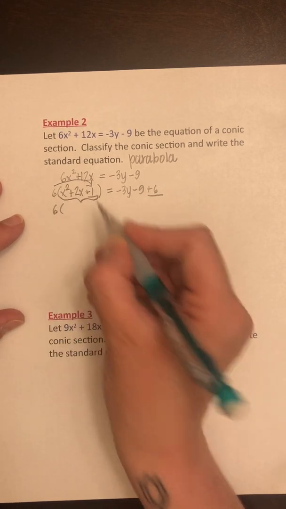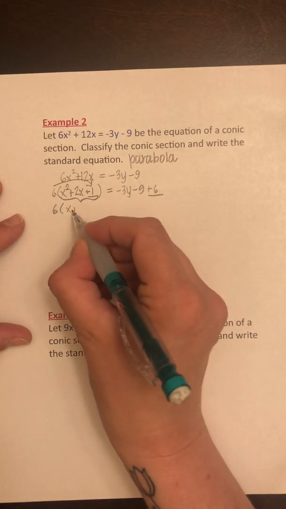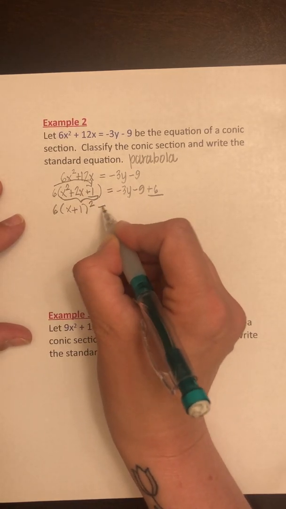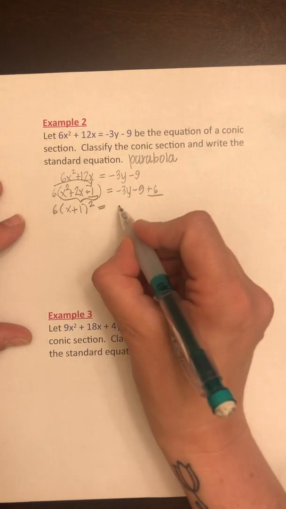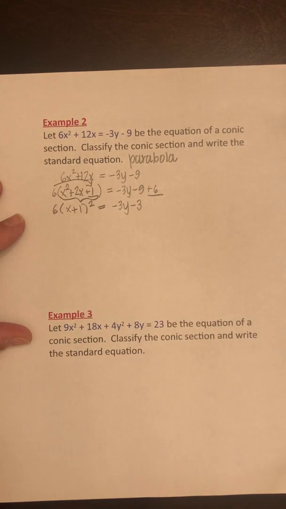We're now going to take that perfect square trinomial that we created and write it as x plus 1 squared. On the other side, I'm going to combine like terms. So I have negative 3y minus 3.